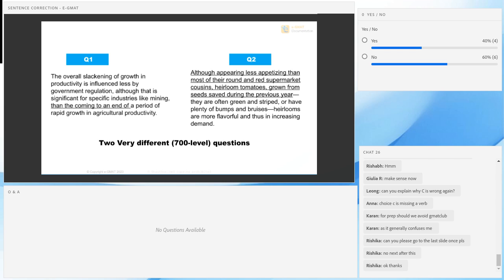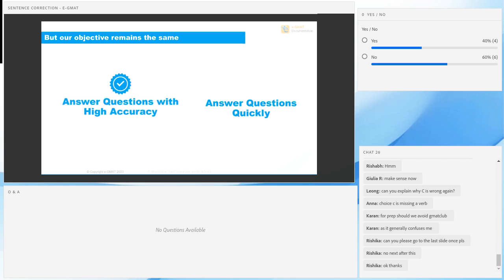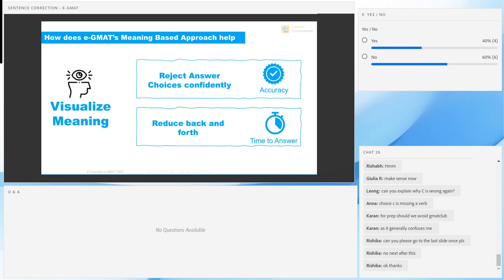Two very different 700 level questions. In the first one, a very small part of the sentence was underlined. In the second one, a pretty big chunk, complicated sentence structure, but frankly, it's the same process that you have to apply. You have different tools to maneuver each and every skill. For the first, visualizing, you have to get into that mindset.